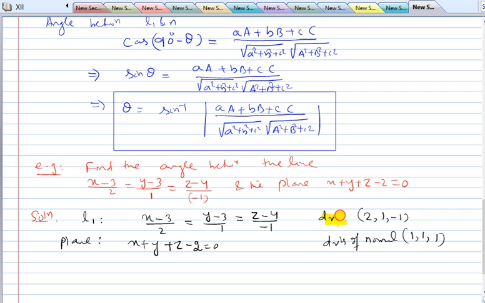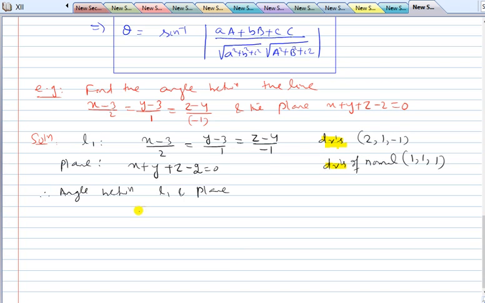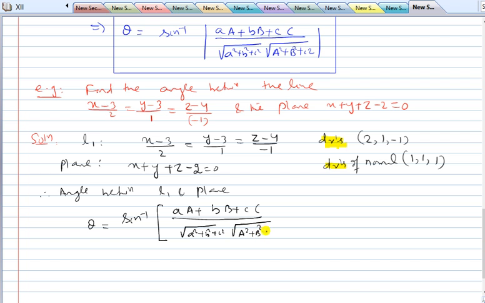Okay, this DRS and this DRS together I will take, and I will use the formula here. Angle between L1 and the plane is given by theta equals sin inverse, this is A into A plus B into B plus C into C divided by square root of A square plus B square plus C square into square root of A square plus B square plus C square.